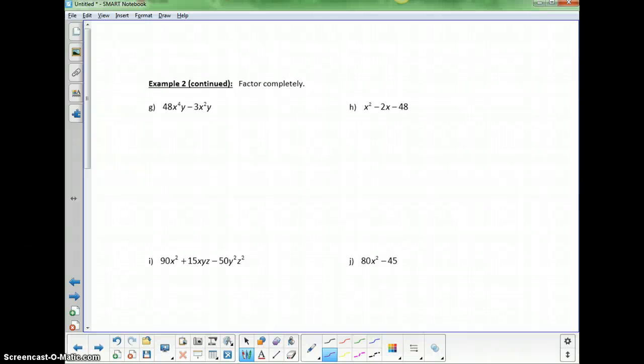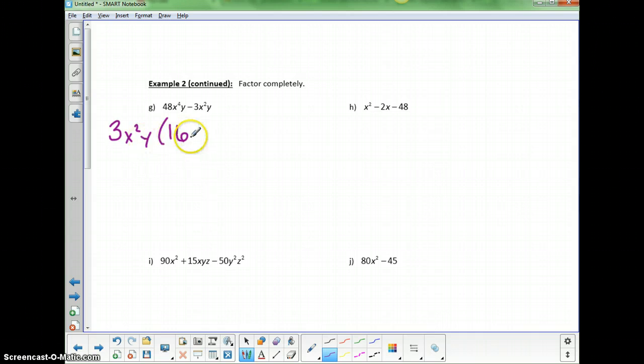So we're going to continue factoring and talking about what the strategies may be. On the first one here, G, there are two terms, 48 and 3 can both be divided by 3, so we're going to start there. We're going to factor out a 3 as well as x squared, as x squared is the smallest power of x, both are shared, and y. Okay, 3 goes into 48 16 times.